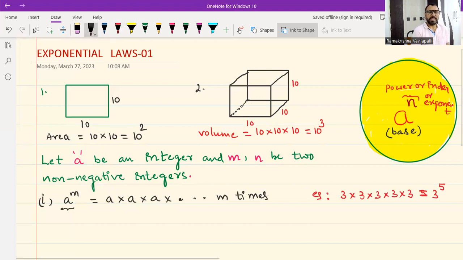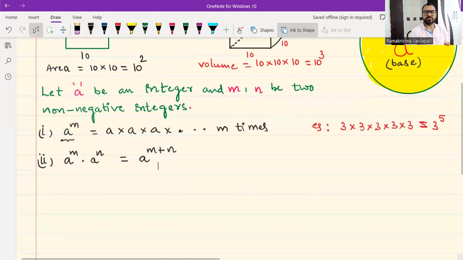Now the second one is a to the power of m into a to the power of n. This is equal to a to the power of, we add the indices, a to the power of m plus n. So the proof of this one is quite simple.